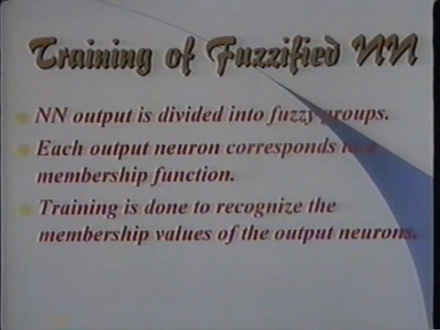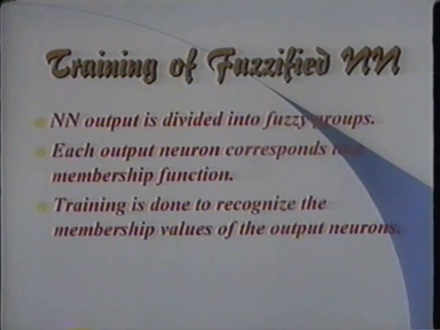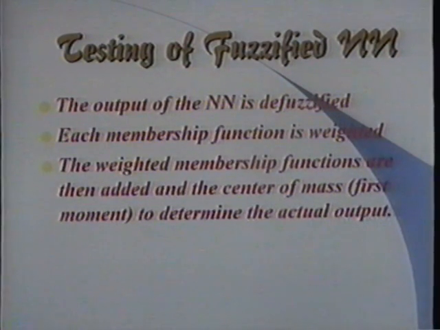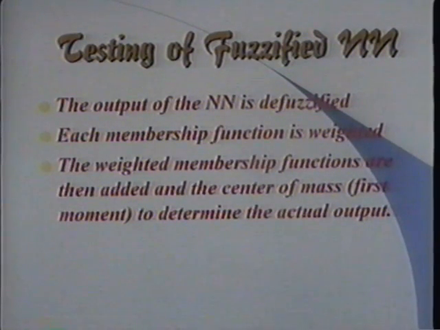Let's recap. The output of the neural network is divided into fuzzy groups. In this case there were 5 fuzzy groups, and each output neuron corresponds to a membership function. Training is done to recognize the membership value of the output neuron, not necessarily the crisp value of the original set. The output of the neural network is defuzzified when you test it, and each membership function is weighted. Basically, the weighting you are doing uses the first moment technique, which is widely used in fuzzy logic.